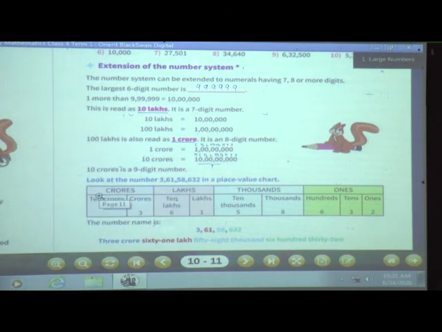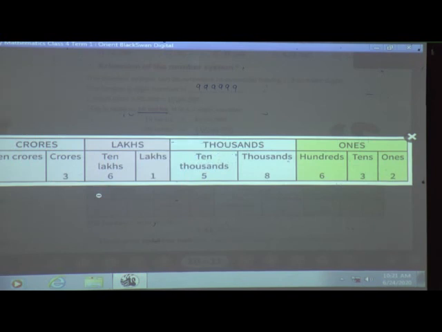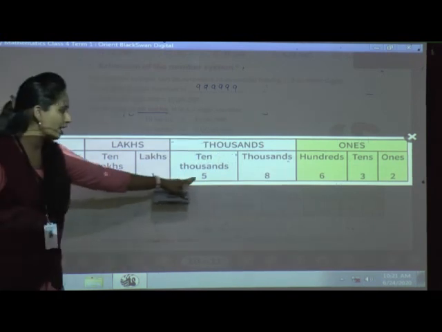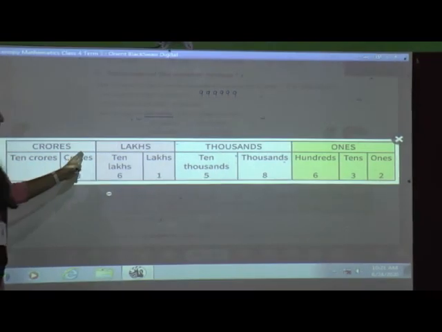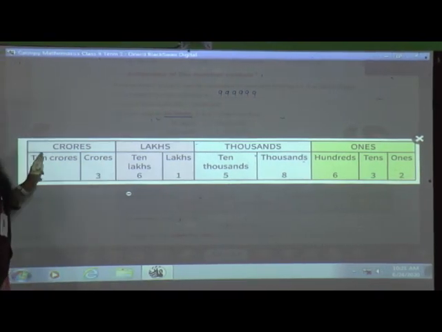Now look at the number. Now see here. They have given one number, 36158632, and this is the place value chart of crore.